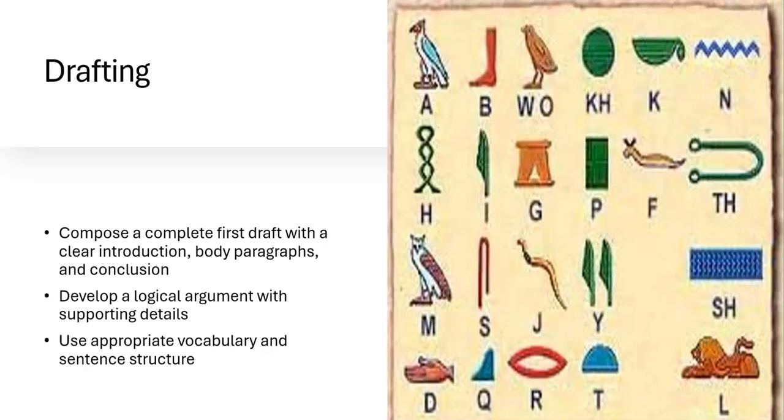All right, so next is the drafting. You're going to compose a complete first draft with a clear introduction, body paragraphs, and conclusion. You're going to develop some sort of logical argument or just a logical statement with supporting details. And you're also going to use appropriate vocabulary and sentence structure. What does this mean? So when you're using appropriate vocabulary, that just means you're using appropriate words for your particular topic.